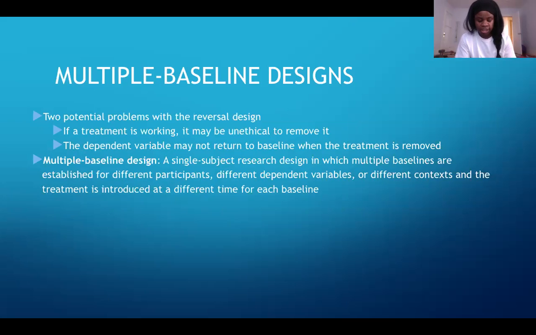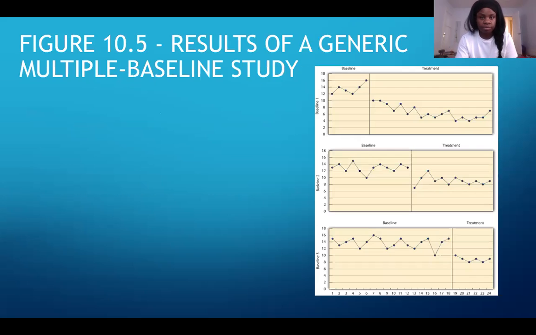One solution to these problems is to use a multiple baseline design. For this specific example, please refer to figure 10.5, which is here, okay? So please pause and view this. So here in one version of the design, a baseline is established for each of the several participants, and the treatment is then introduced for each one. In essence, each participant is tested in an A-B design.